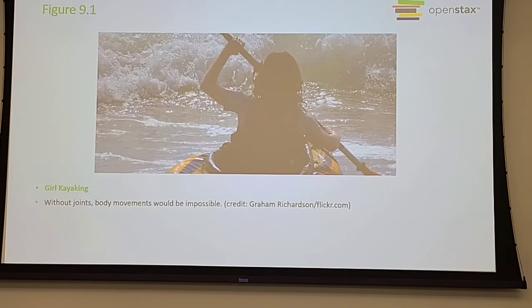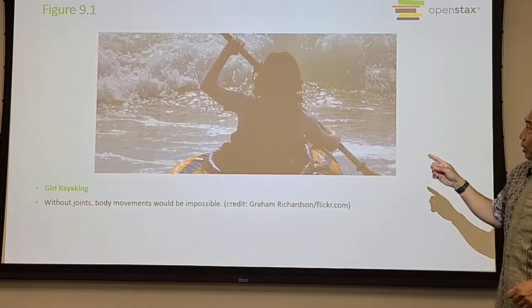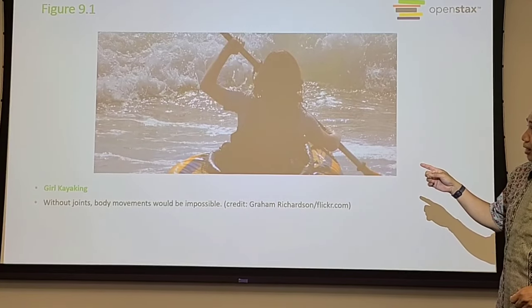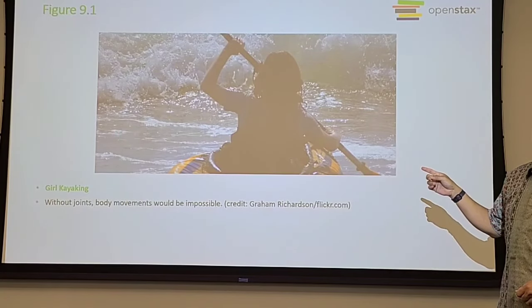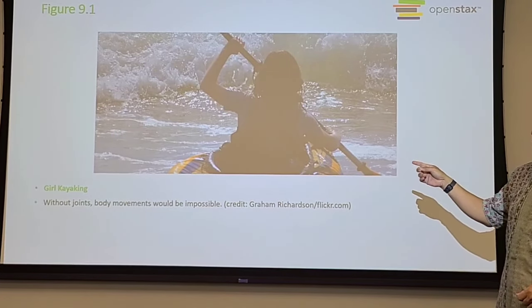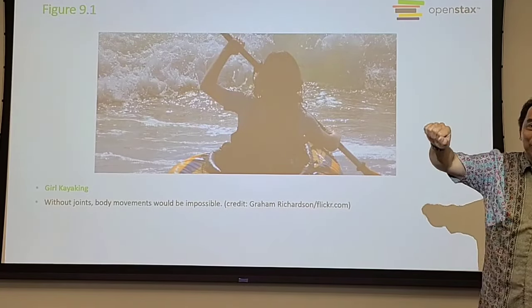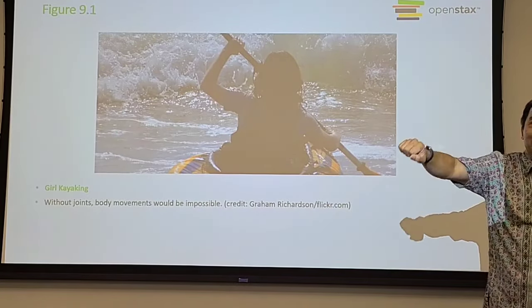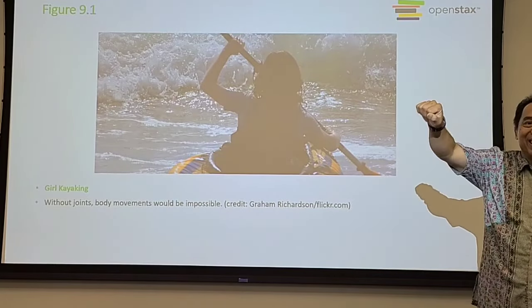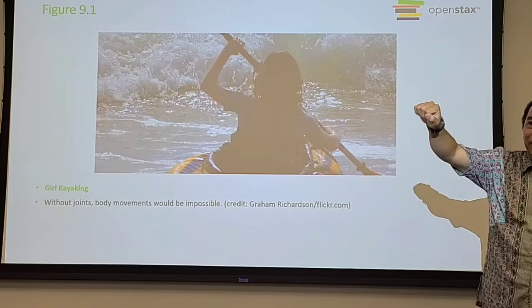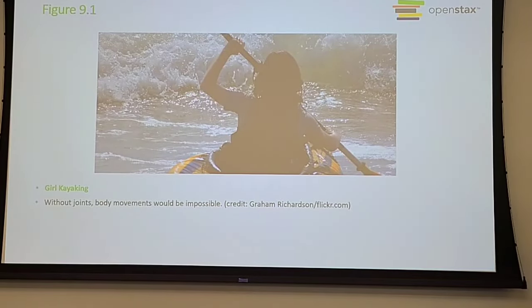Now, chapter 9, joints. What is this girl doing? She is kayaking. It is showing us that in order to do this kayaking, the girl has to move, to make a movement. That movement is created by bone and muscle. Bone to bone will create the joint, and muscle will move those bones through the joint.